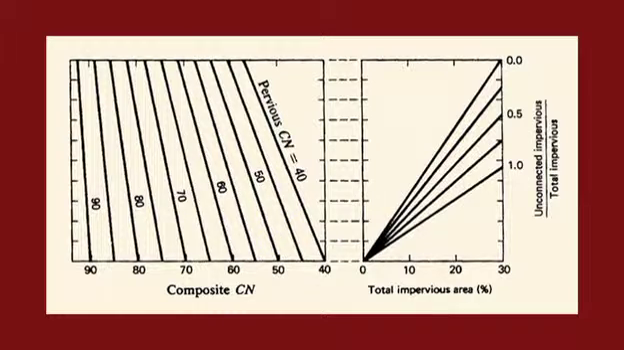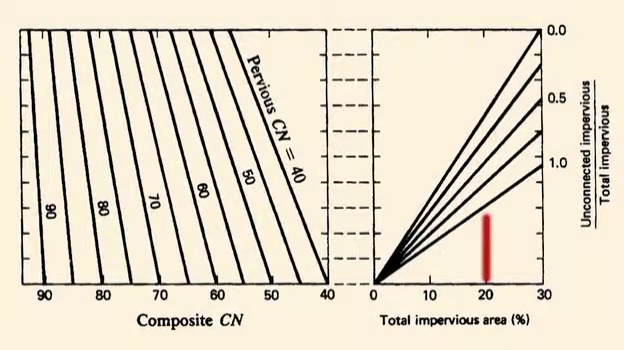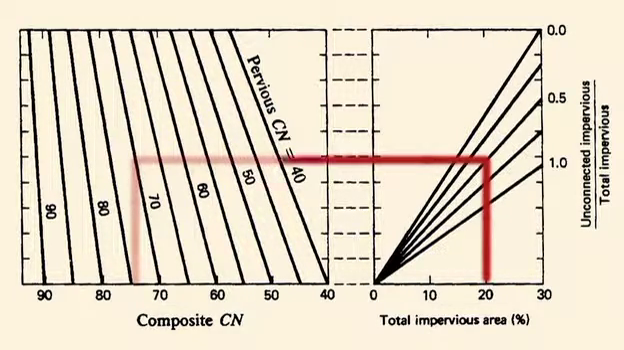This figure is used to calculate composite curve numbers when all or portions of the impervious areas are unconnected and the total impervious area is less than or equal to 30%. Enter this figure with total impervious area on the bottom right. Go up to the line corresponding to the given ratio of unconnected impervious to total impervious, move horizontally to the left graph to the line corresponding to the pervious curve number, and move down to find the composite curve number.